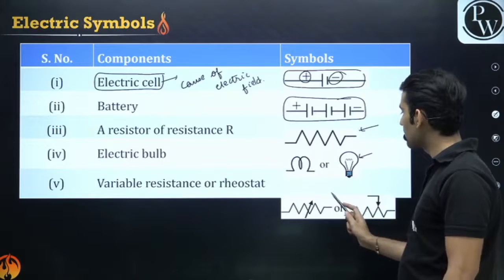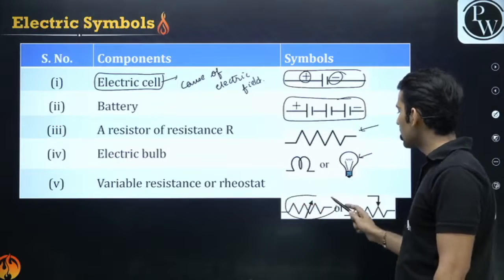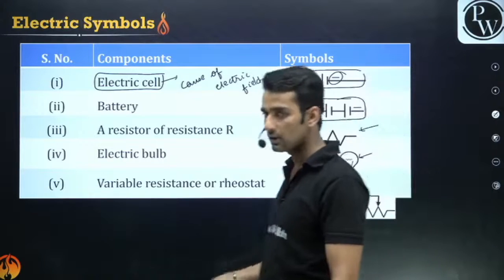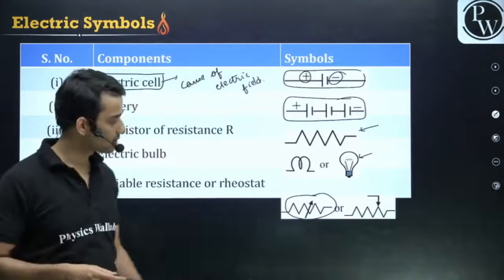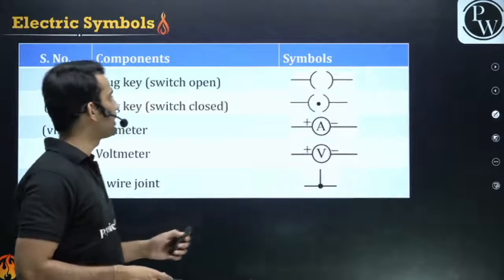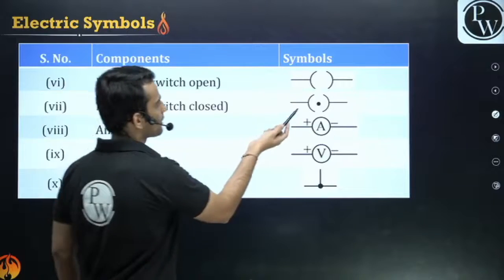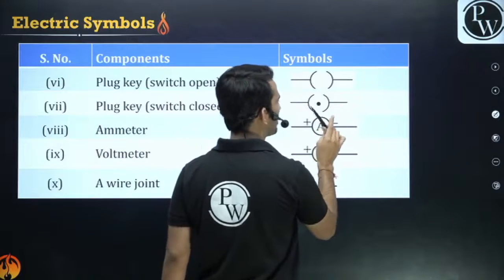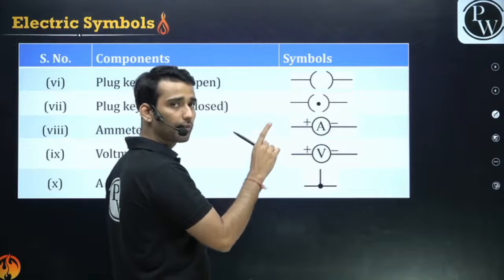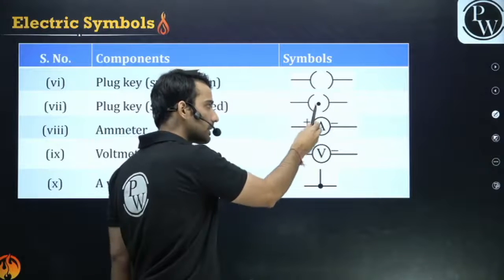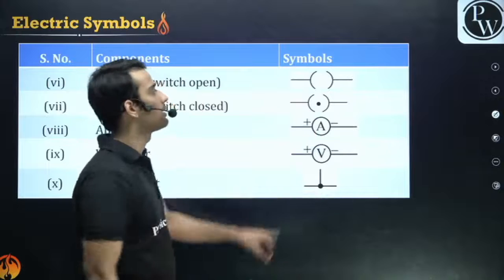And this is variable resistance. Variable resistance means it can have more than one value of resistance. That is variable resistance or rheostat. Then we have a switch. This is open and this is closed. When we switch on, it is this, and when we switch off, it is this.